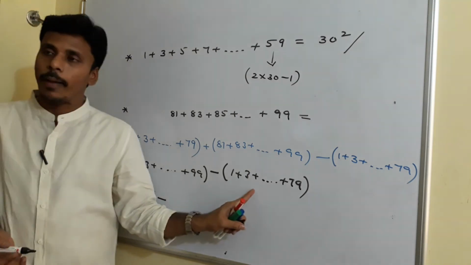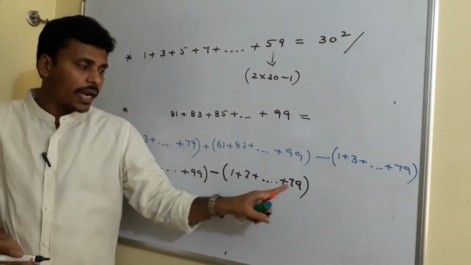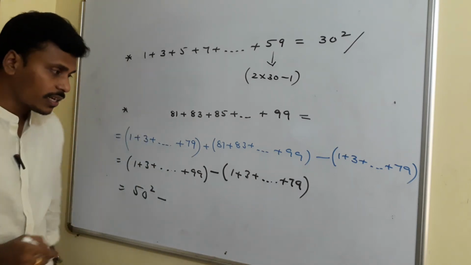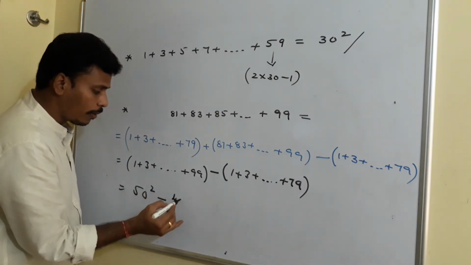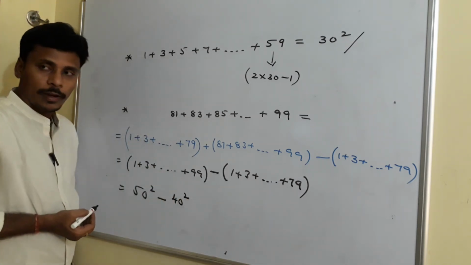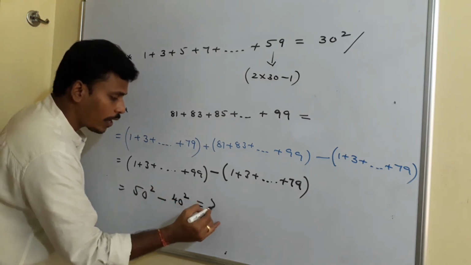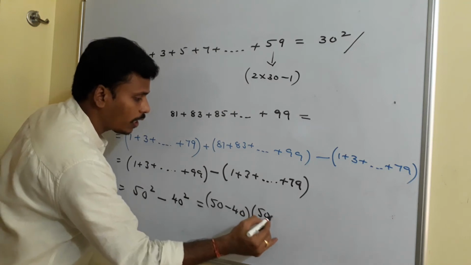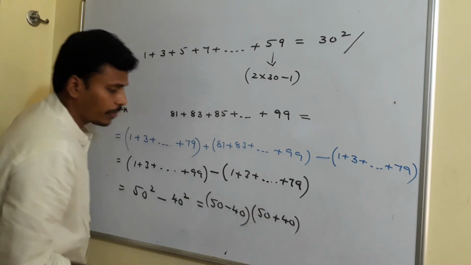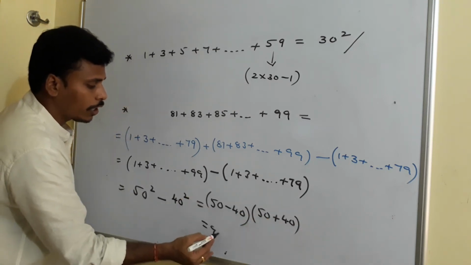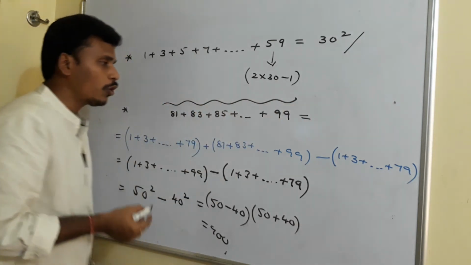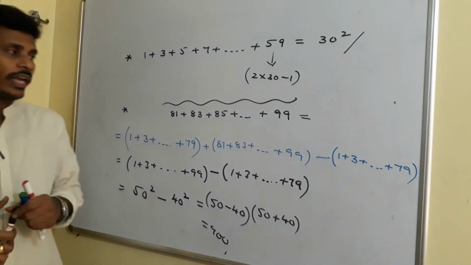If you look at this sum, all these numbers are odd and it is up to 79. So 2 into 40 minus 1, and it is clear that there are 40 odd numbers. So this is 40 square. Now 50 square minus 40 square. Use the a minus b into a plus b formula: 50 minus 40 into 50 plus 40. This is 10 and that is 90. Your answer is 900. So if you add all these numbers from 81 to 99, that summation is 900.